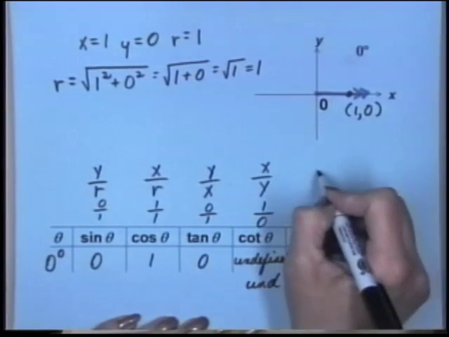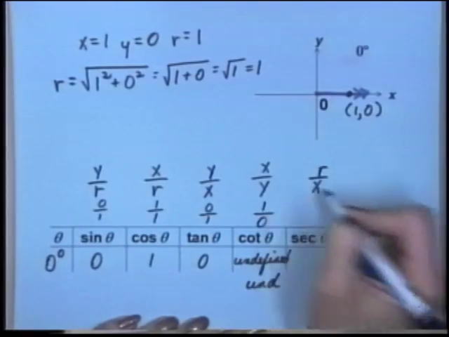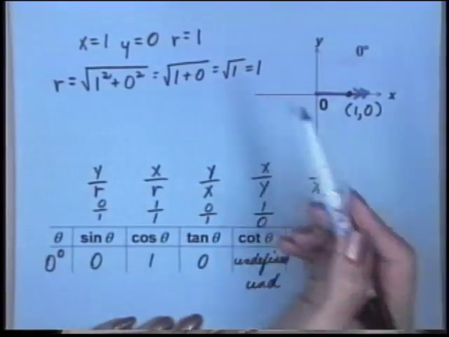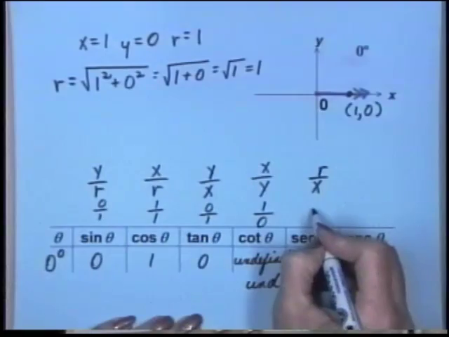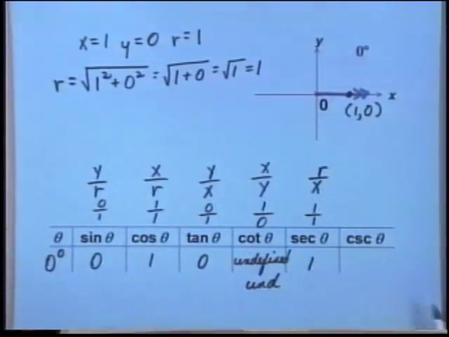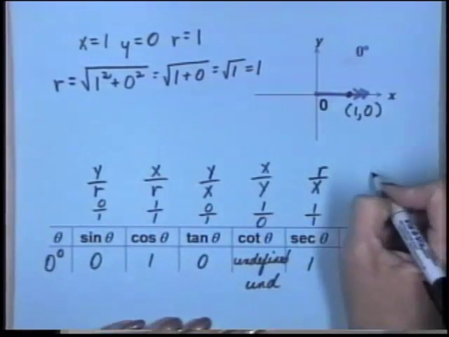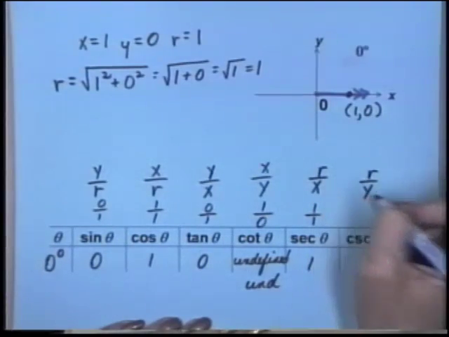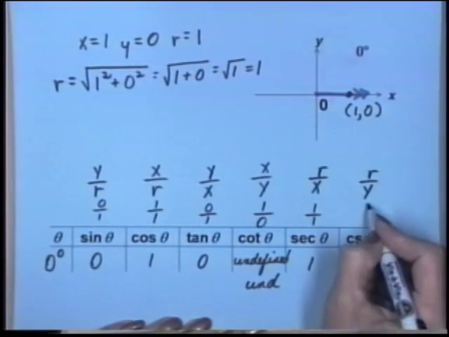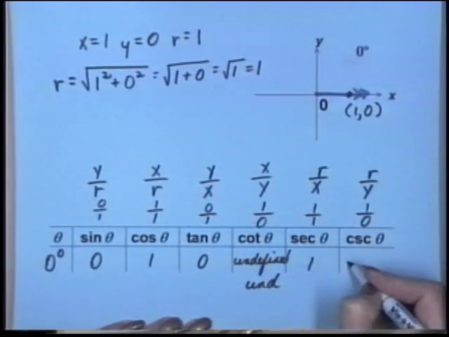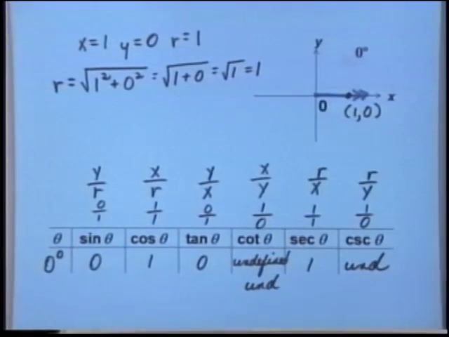For our secant of theta, that is r divided by x, so that would be 1 divided by 1, which is 1. And for our cosecant of theta, that's r divided by y, that would be 1 divided by 0, and that would also be undefined.